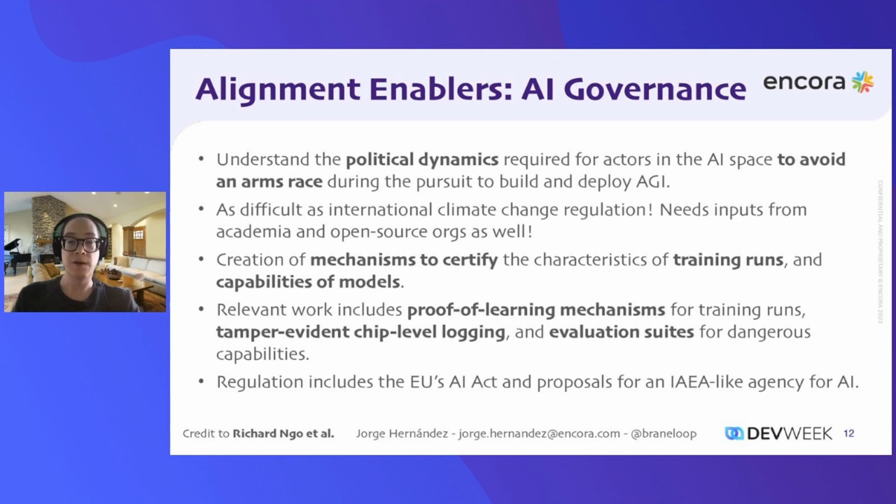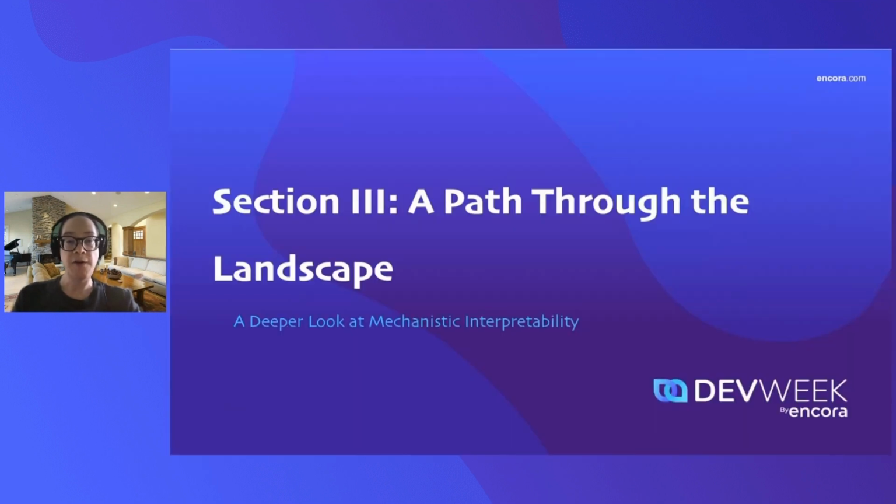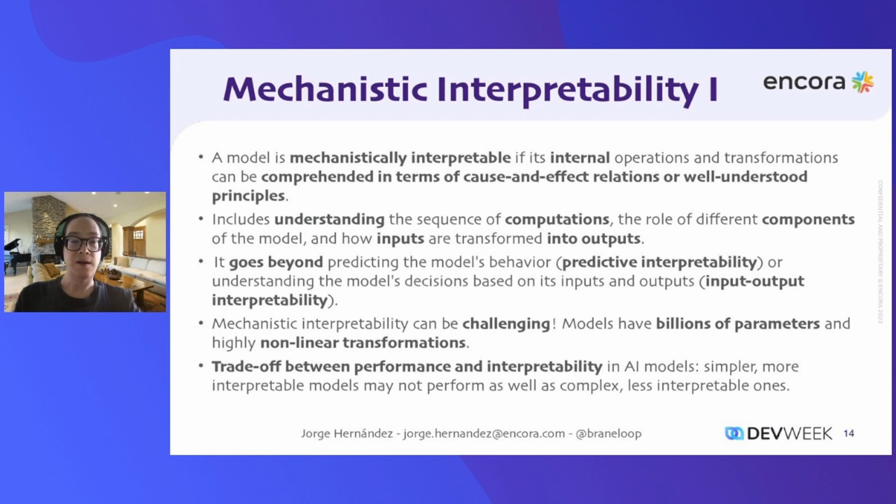And finally, I'd like to talk about my favorite line of research here in alignment, which is mechanistic interpretability. Now, we say a model is mechanistically interpretable if we understand how it works inside, if we can comprehend its internal bits in terms of cause and effect and well understood principles.